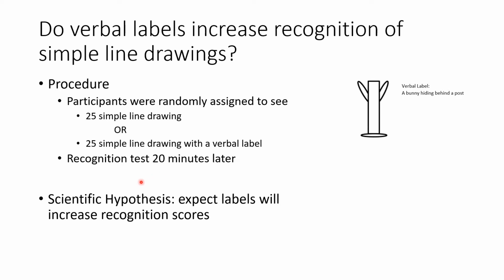Your scientific hypothesis, based on the previous literature, is that you would expect the verbal labels to increase recognition scores. The way human memory works, we tend to remember things better if we understand them, if they have some kind of meaning or some meaningful interpretation. And so providing these labels is meant to do that. So again, you have the scientific expectation that the group that is given the labels will remember more of the line drawings than the group that was not.